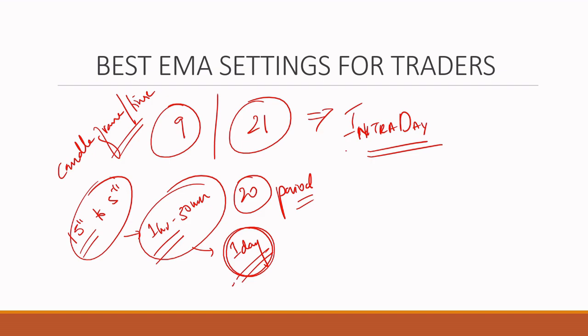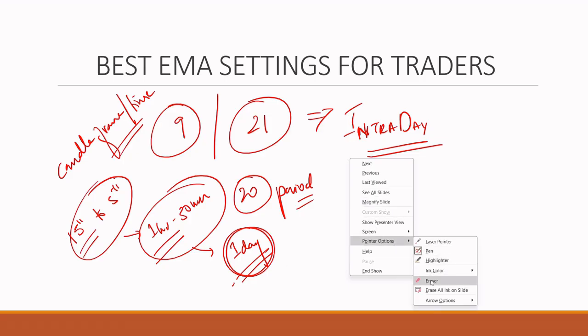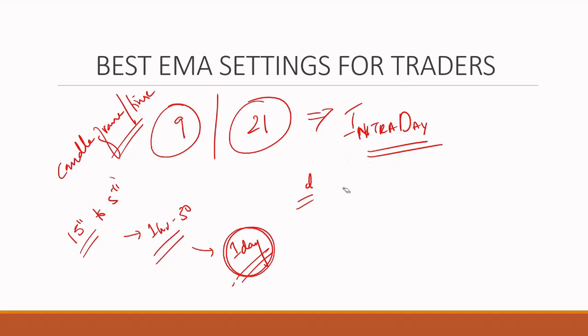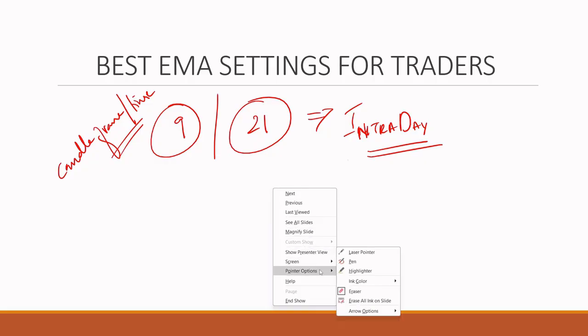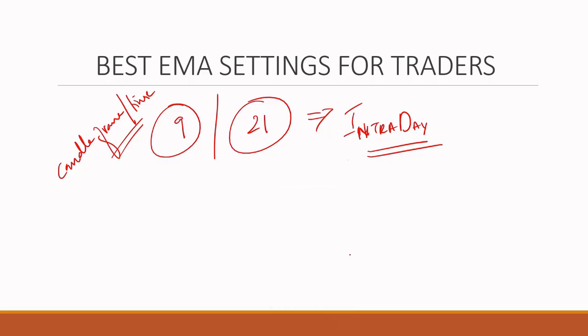So 9 and 21 is what we will be using predominantly for an intraday trader. What are the other combinations? I have also seen traders use a combination of 20 and 50 as well, but personally, I prefer 9 and 21 because I don't miss the early entry as well as the early exit if I am wrong. So that's the best combination according to me. You can do a trial and error method and choose the best combination which works for you.